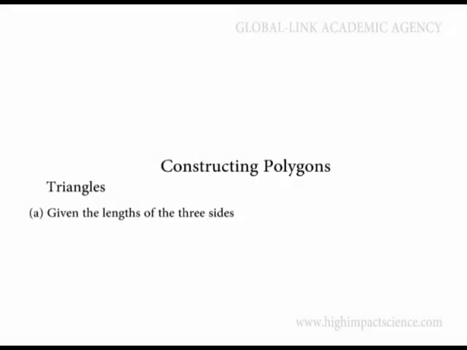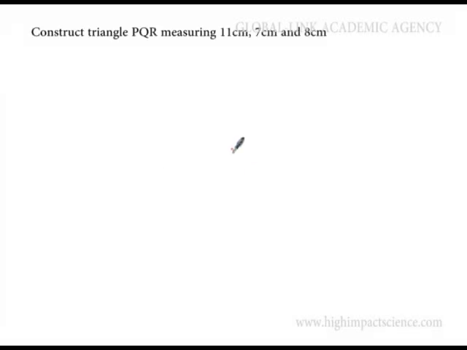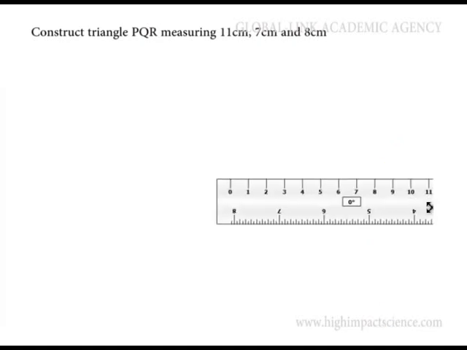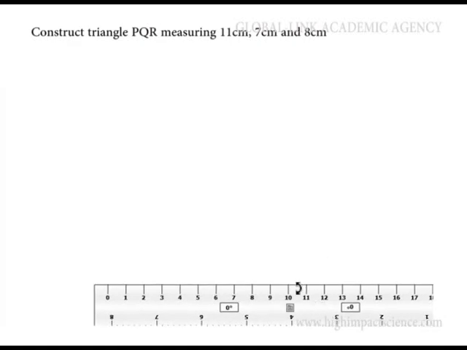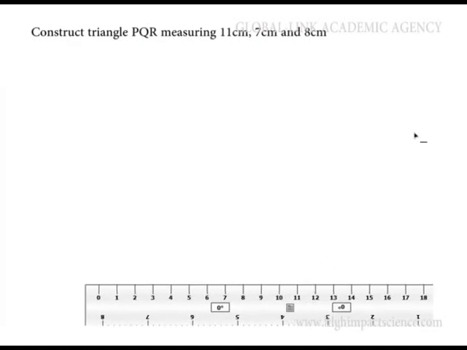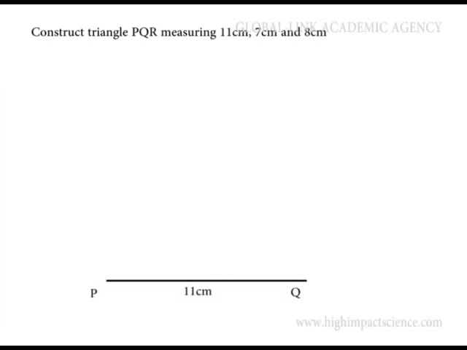Next is construction of polygons. We start with triangles. First triangle, given the lengths of the three sides. And we are going to construct a triangle PQR measuring 11 centimeters by 7 centimeters by 8 centimeters. Take a ruler and draw a line 11 centimeters. You can label the points P and Q.